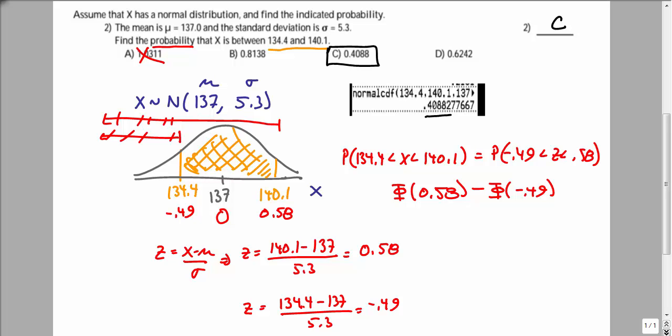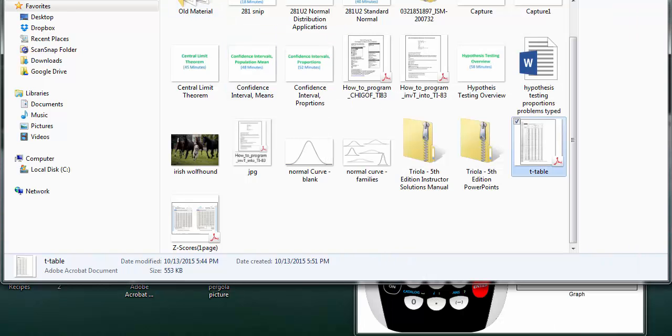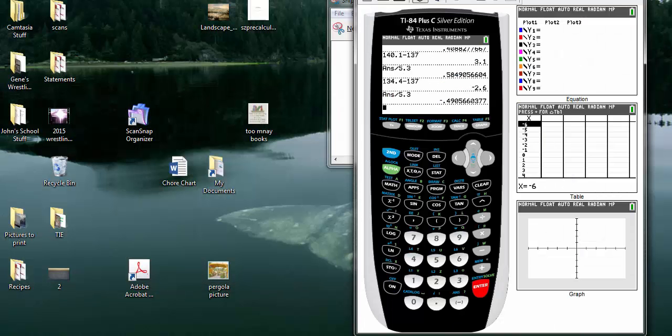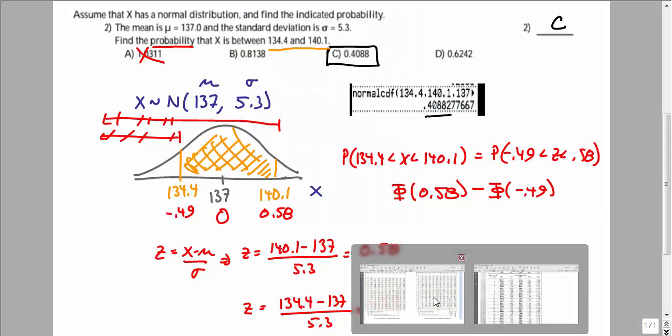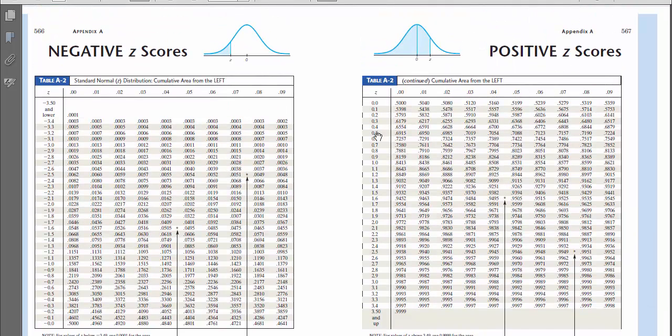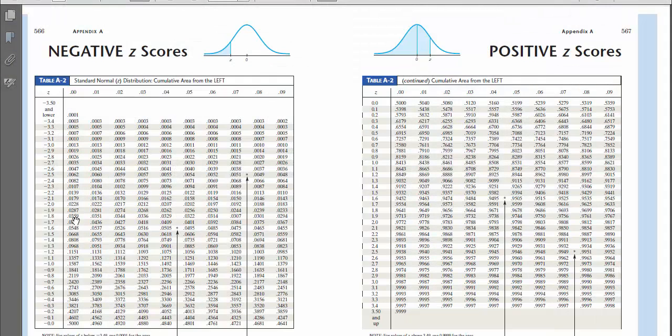So let's go ahead and look up 0.58 on our normal tables. And remember, you can use either method that you want here. There's not a right or wrong method, so just pick a method and stick with it. So with our normal tables, we have 0.58. So here's 0.5 all the way across to 0.7190. And I subtract off my value of negative 0.49. So here's negative 0.4, all the way across, 0.3121.